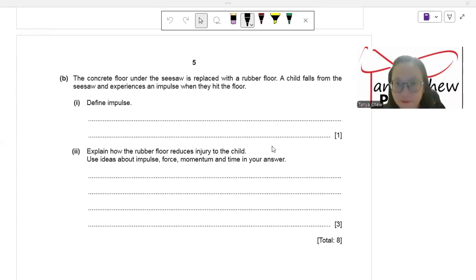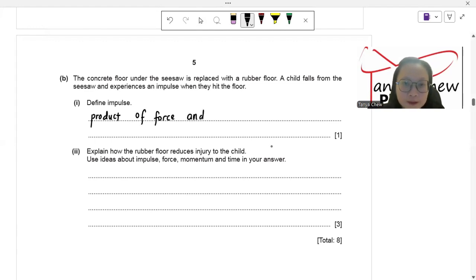First part, define impulse. When you are asked to define impulse, you can write it in symbol Ft, or you can write force multiplied by time, or you can also write product of force and time. That is impulse.